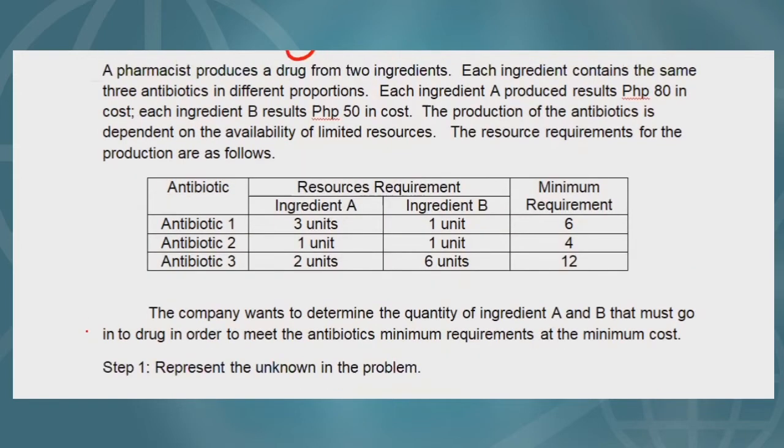Then, as you notice, in the proportion, yan ang ating minimum requirement, 6, 4, 12. For ingredient A, we need to have 3 units of antibiotic 1, 1 unit of antibiotic 2, 2 units of antibiotic 3. For ingredient B, we should have 1 unit of antibiotic 1, 1 unit of antibiotic 2, and 6 units of antibiotic 3. So the question is, the company wants to determine the quantity of ingredient A and B that must go into the drug in order to meet the antibiotics' minimum requirements at the minimum cost.